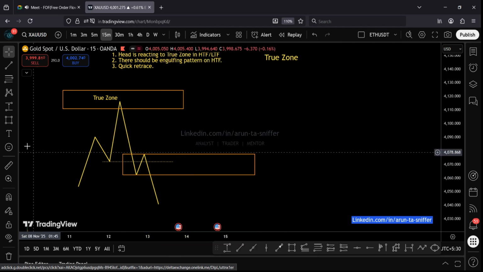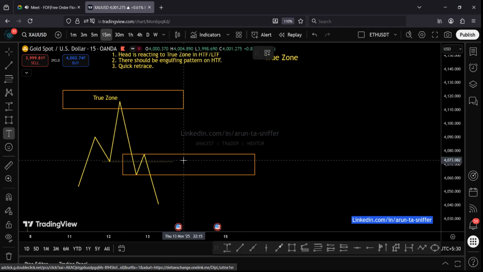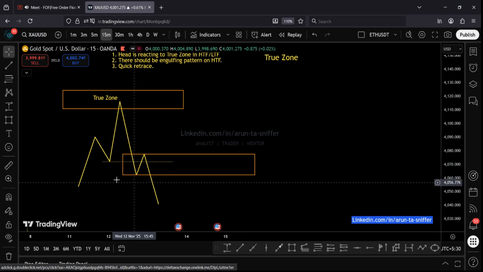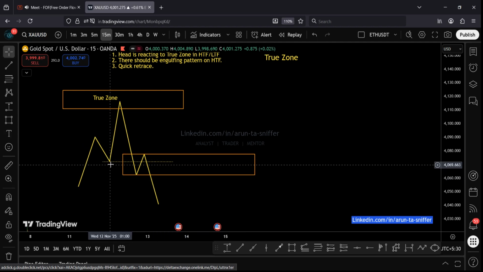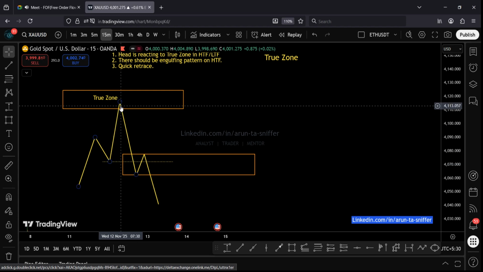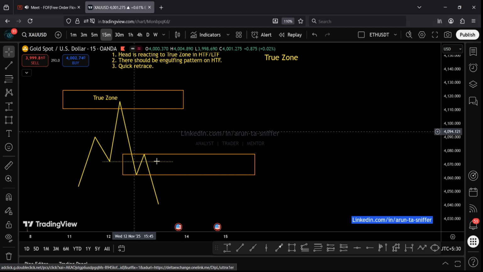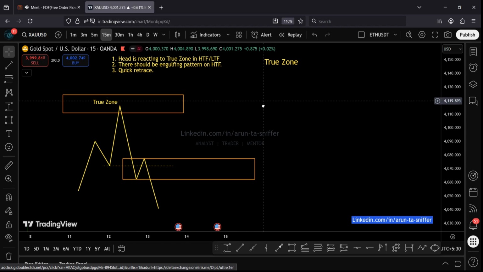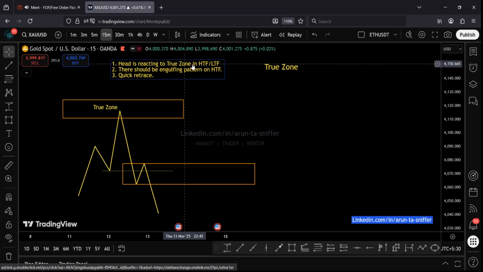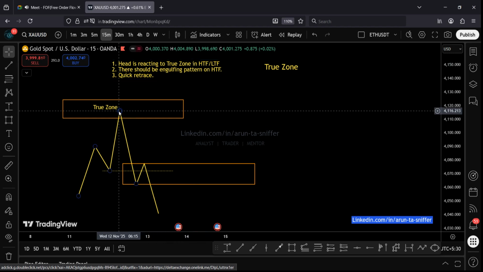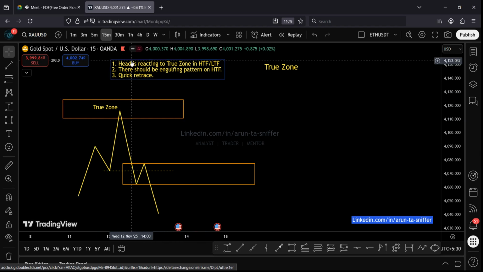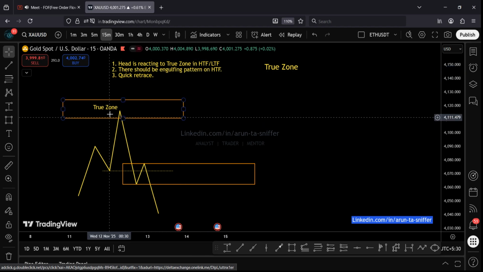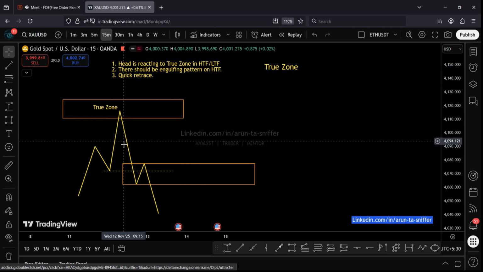If you remember, we discussed RSFL, right? So what should happen for RSFL? This low should send the price to the true zone. Like this is the true zone, and we should have an engulfing pattern here. All these conditions should be considered again. Head is reacting to true zone, yes. Higher high or head is reacting to true zone. There should be an engulfing pattern on STF. We will go to STF and find the engulfing pattern.